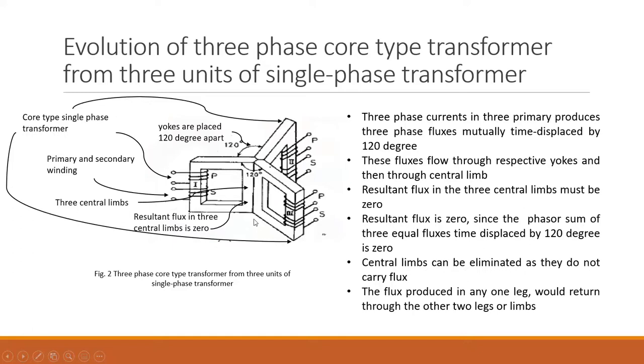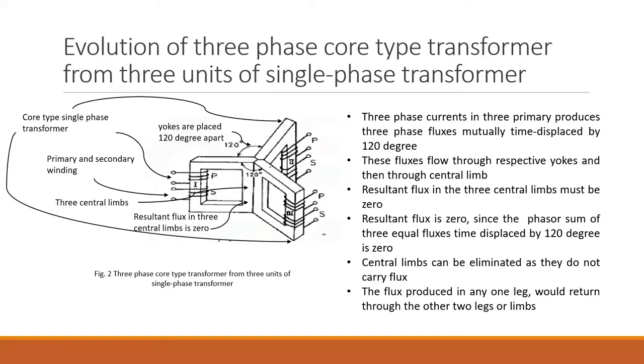You can think that when you consider the phasor sum of these fluxes, you are going to get that phasor sum equal to 0. The reason is they are 120 degrees apart. So the phasor sum you will get is 0. So in this central limb, basically there is no flux.